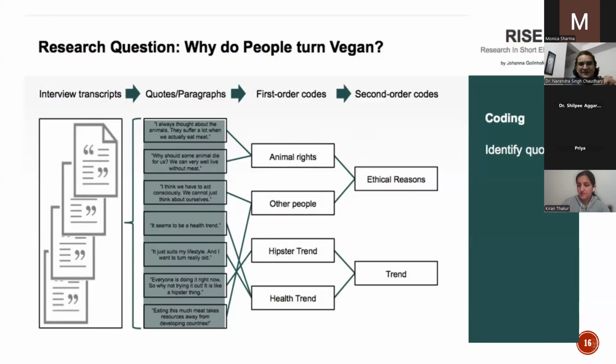You have interview transcripts. For example, this is your research: why do people turn vegan? Now, you have interview transcripts. From there you picked up some quotes, look here. I always thought about the animals that suffer a lot when we actually eat meat. Why should some animal die for us? We can very well live without meat. I think we have to act consciously. We cannot just think about ourselves.